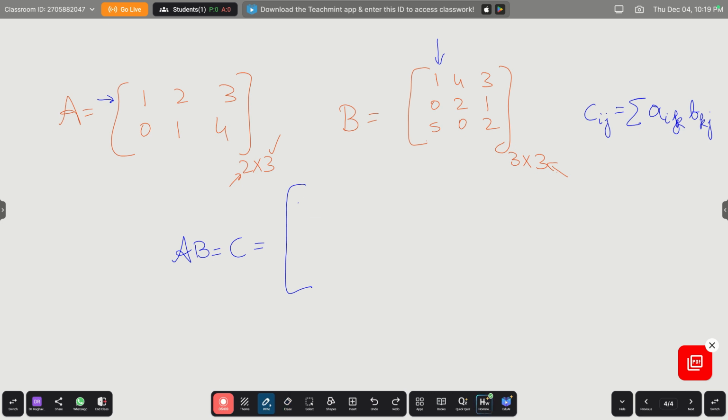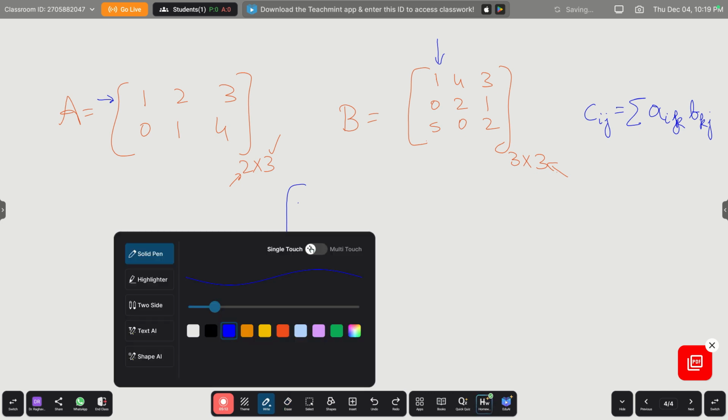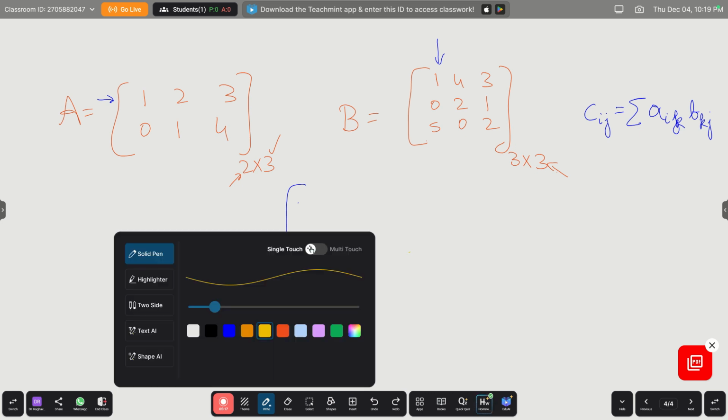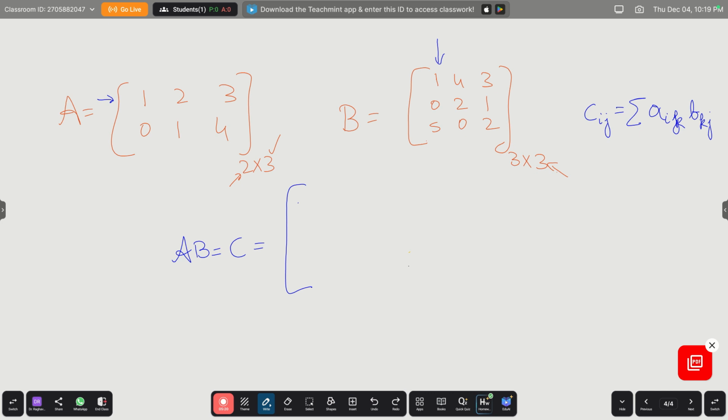How to find the sum product? It's very simple. First, I have selected the first row and first column. I don't look at the second row of matrix A and other columns of matrix B. Only the first row of matrix A and only the first column of matrix B. In that, we take the first element and it will be multiplied to the first element of the first column. That means 1 into 1 in this example.